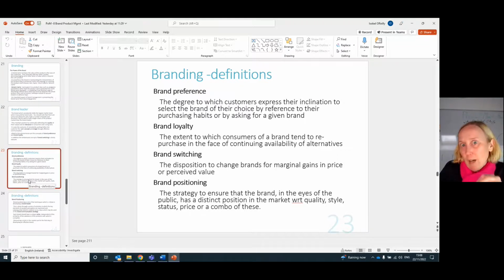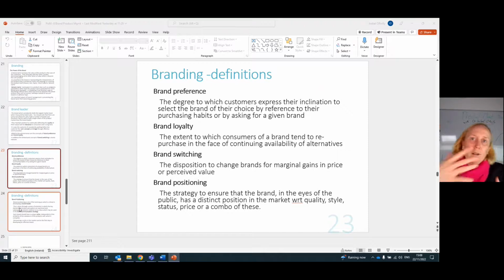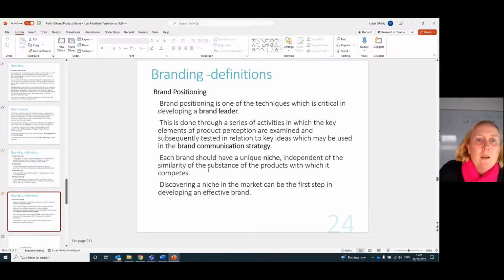So a positioning strategy is what we are trying to get our customers to believe or see us in relation to the competition, like offering the best value, the most reliable, that sort of thing. So further brand positioning. Definition, brand positioning is one of the techniques which is crucial in developing a brand leader.